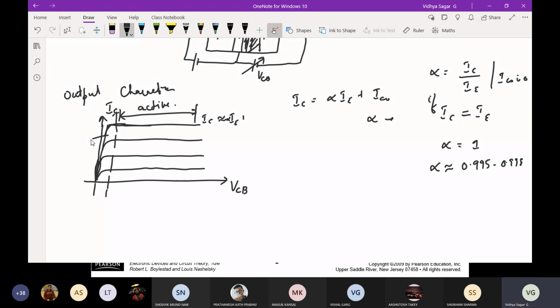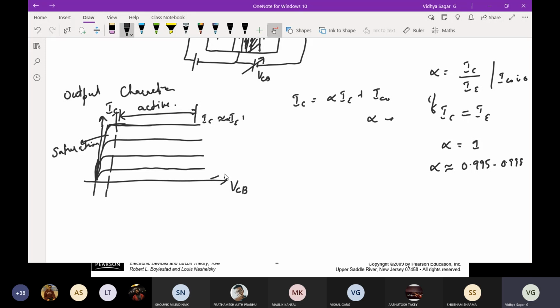And this I'm going to call the saturation region. In a few texts, it will be given as saturation. This is active. There is no issue. I want you to understand how the junctions are operating in this region.